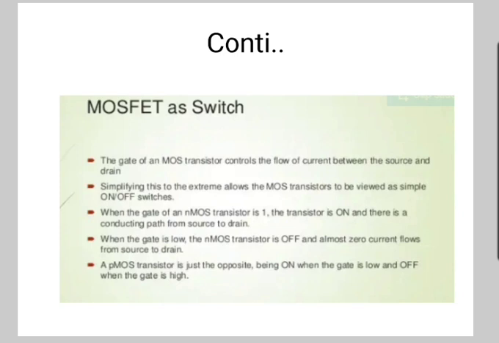Now for the PMOS transistor, the function is opposite. That is, to turn on the PMOS transistor, the gate is low, and it is off when the gate is high. That is, when 0 is applied to the gate terminal of a PMOS transistor, it is on, and when 1 is applied to the gate terminal, it is off. The function of the PMOS transistor is the reverse of that of the NMOS transistor.